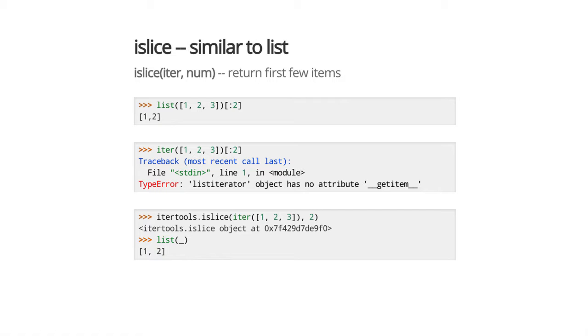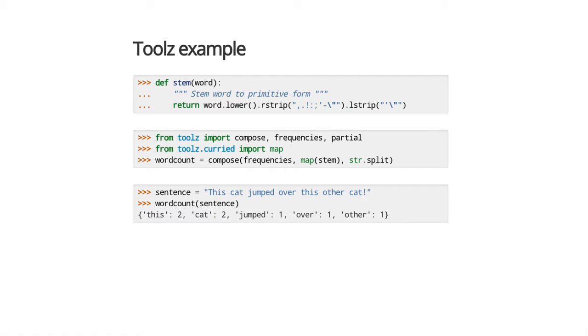So slice is similar to the list. Here's an example from a third-party library called Toolz. There's actually a bunch of really cool stuff out there for functional programming with and without Python. There's a bunch of cool libraries, some of which actually modify the syntax of Python. So they look bizarre, but they also look really cool. Toolz seems to be pretty popular.